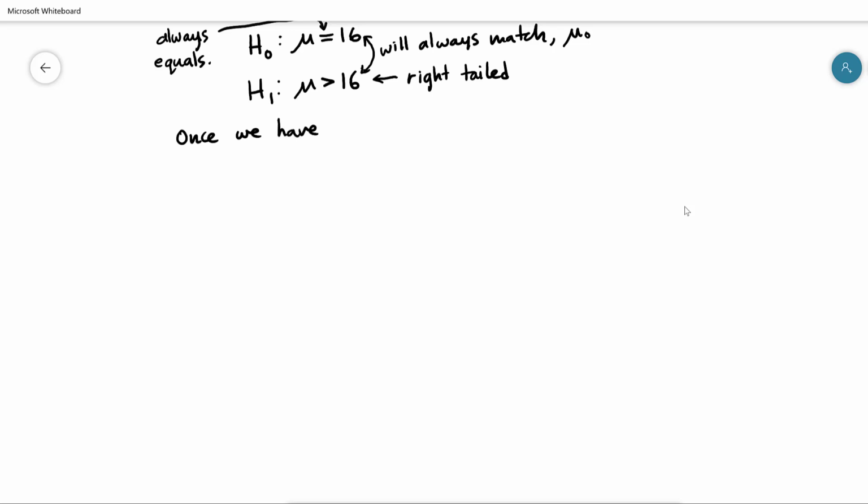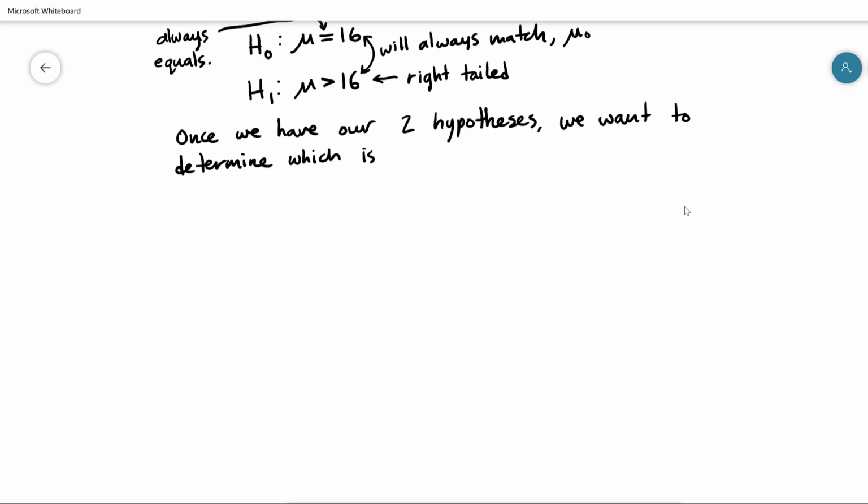Once we have our two hypotheses, we want to determine basically which one of them is correct. And the way that we do it is by focusing on the null hypothesis. So which is likely to be true? This is important. We're going to focus on the null hypothesis.